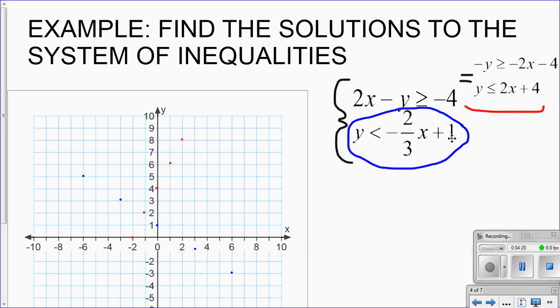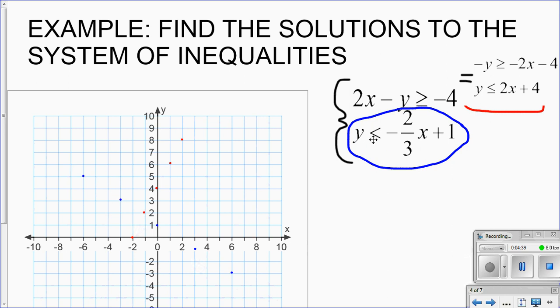So this first one has a y-intercept of 1, so I plotted a little point there. And the slope is -2/3, so that means I can go down 2 and to the right 3, down 2 to the right 3, and keep going that way. Or I can go up 2 and to the left 3, up 2 to the left 3.